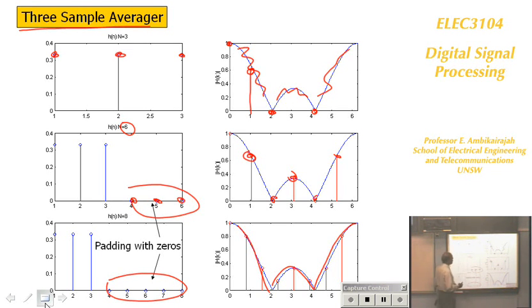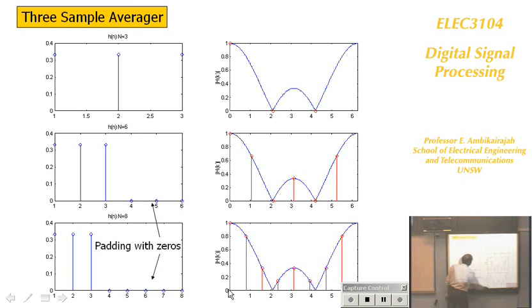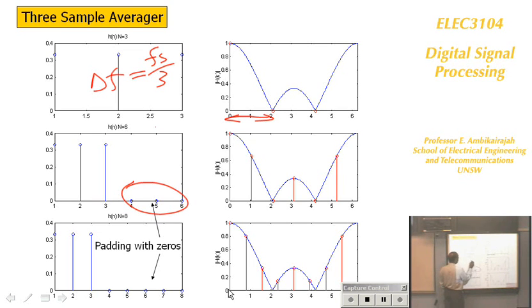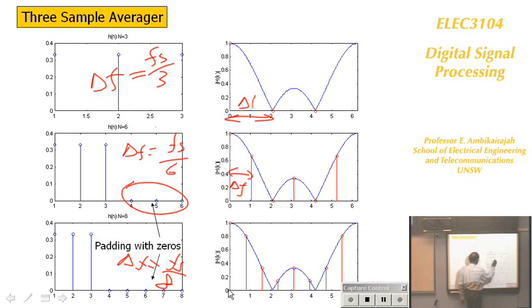So this is the effect of your frequency resolution. Earlier, the distance between your frequency points was that. By adding 3 extra zeros, this is fs over 3, your delta f here. Now delta f equals fs over 6. Now delta f will become fs over 8. So you can see this is the delta f now. That's delta f earlier. Now this becomes delta f.